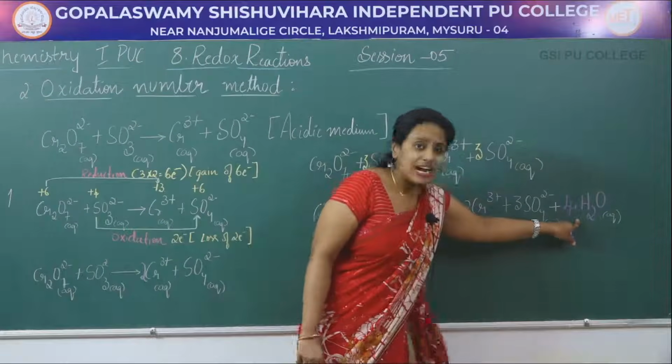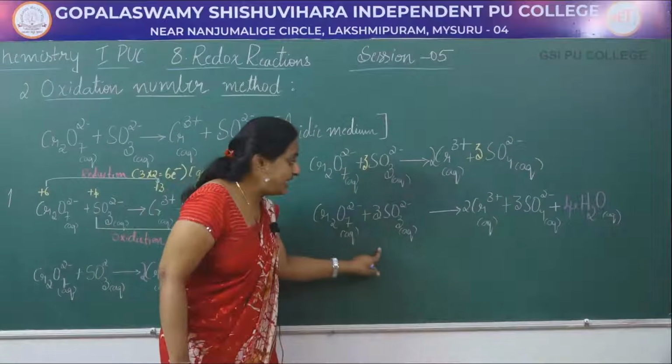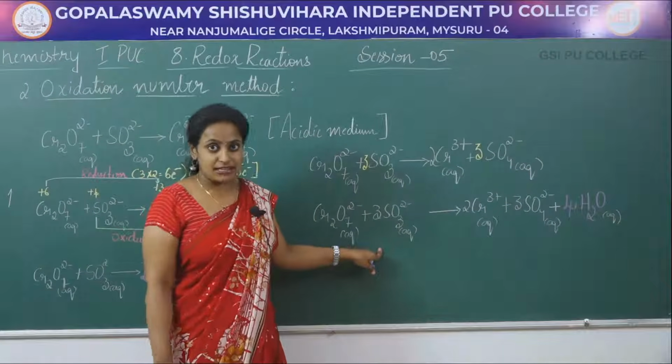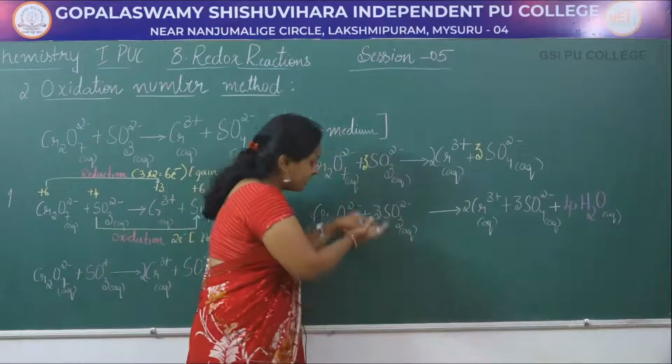As many as hydrogen atoms present in the water molecules to the side which has been deficient in the hydrogen atoms. Therefore, add as many hydrogen ions to the deficient side.